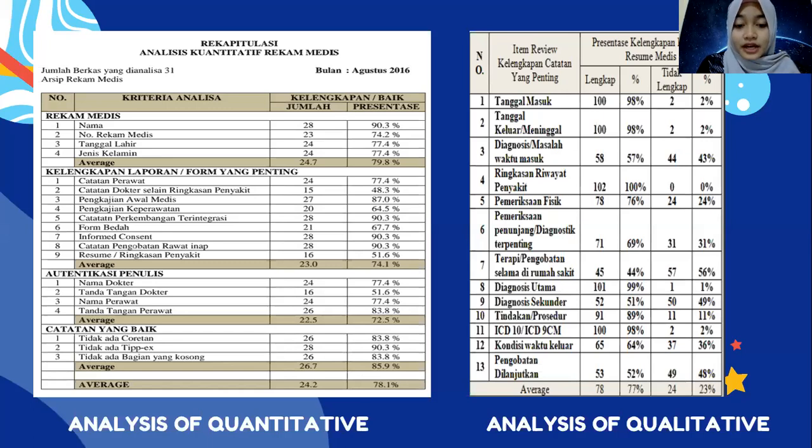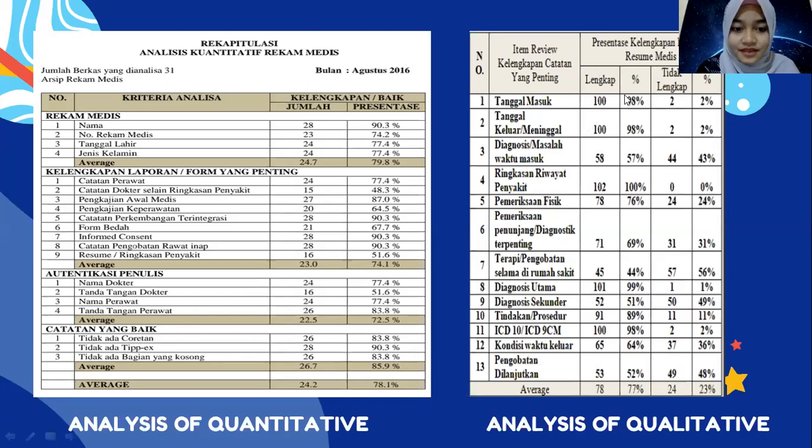Before that, I want to explain first the quantitative analysis from this template comparing analysis of quantitative medical record data. Okay, you can see there are some points that should be critically analyzed. In this point the components are name, number of medical record, gender, nursing note, doctor record, initial medical assessment, nursing assessment, integrated progress note, and others like doctor name, doctor signature, etc.